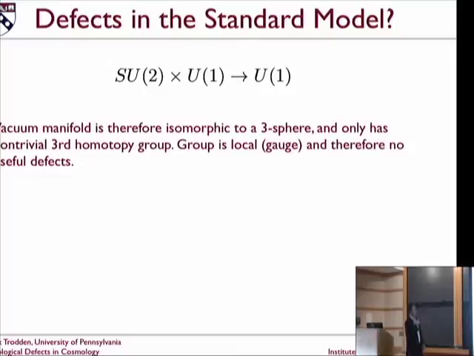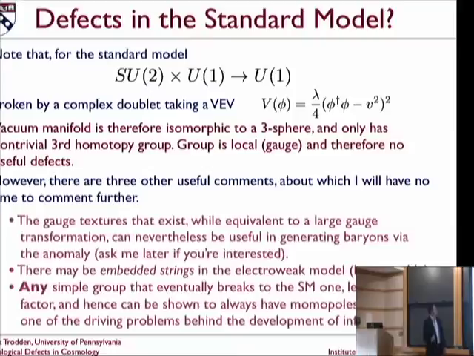Now, there are things to say about that. Three, I guess. The first thing is, I sort of lied to you ever so slightly about these textures. I won't have anything more to say about this today, but even though these textures are equivalent to a large gauge transformation, it turns out that in the standard model, the coupling to fermions is anomalous. So if you set up one of these large texture configurations in its relaxation in this large gauge transformation, it turns out that that causes you to generate fermions in your theory. I'm throwing this out there as a statement, and I'm happy to come back to it in discussion later. But it turns out this is a very useful way of trying to generate the matter-antimatter asymmetry of the universe.